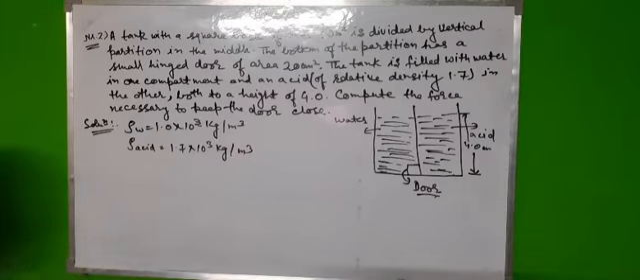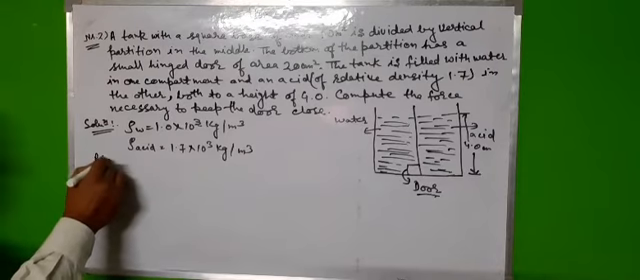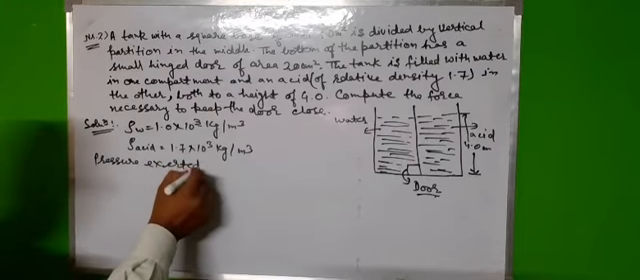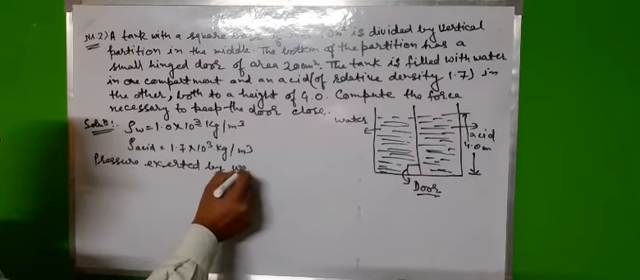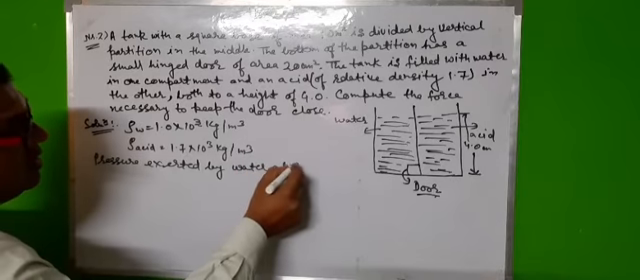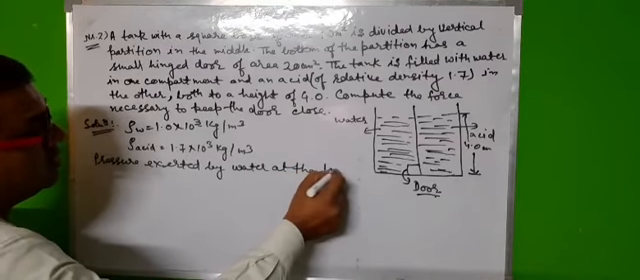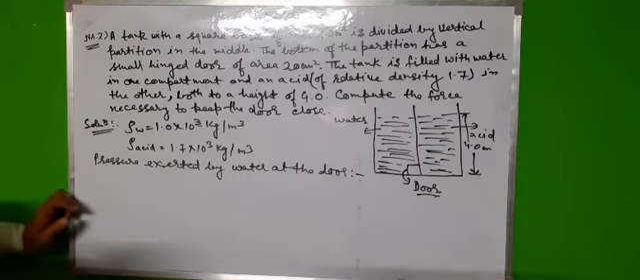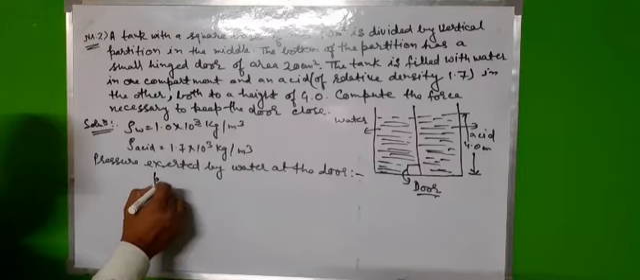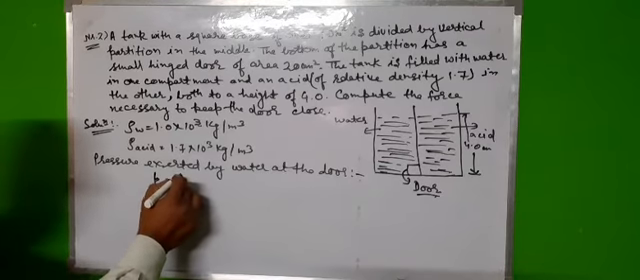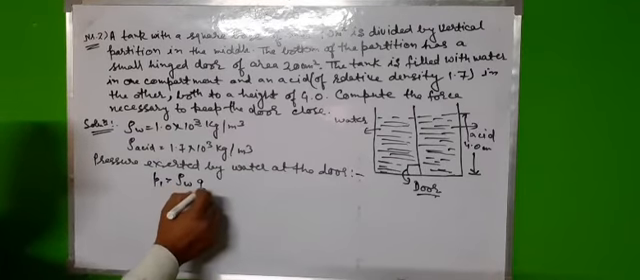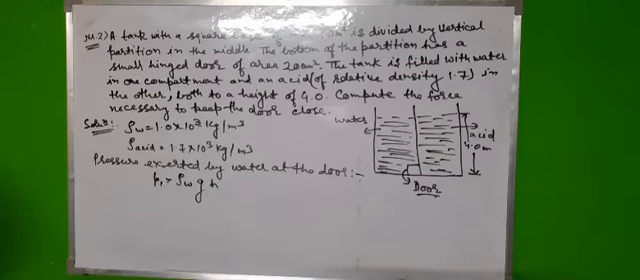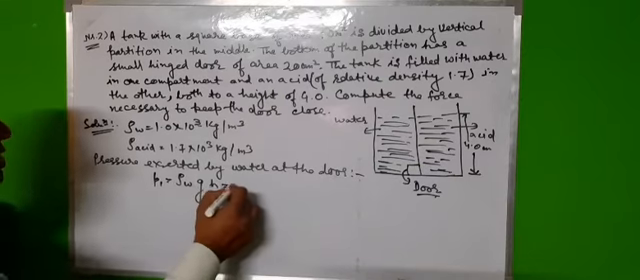Pressure exerted by water at the door, and we have to calculate the pressure, that is P1 and P2. P1 is equal to what? Pressure exerted by water, rho WGH, and pressure exerted by acid. So first of all, let us calculate it.